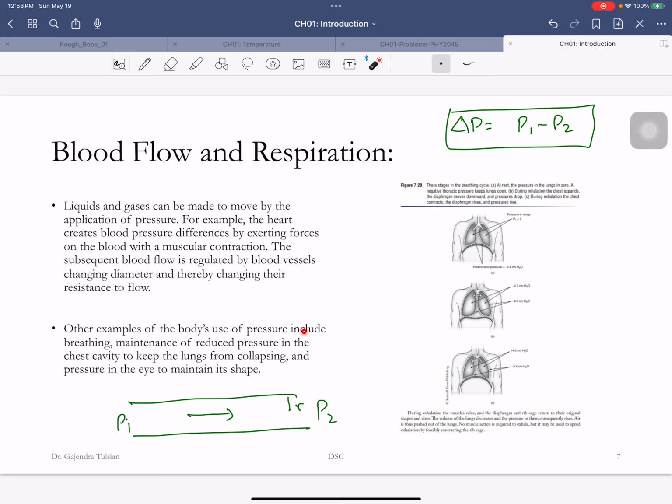So other examples of the body's use of pressure include breathing. For instance, we will learn, here are your lungs, essentially alveoli. And what this is saying is, this is gauge pressure. You'll learn about all of this. Gauge pressure is actual pressure minus atmospheric pressure. So if the pressure is atmospheric pressure, P naught minus P naught will be 0. Gauge pressure will be 0.